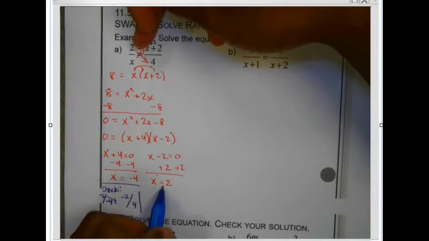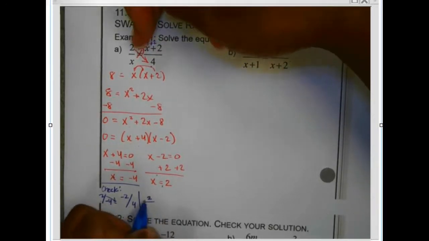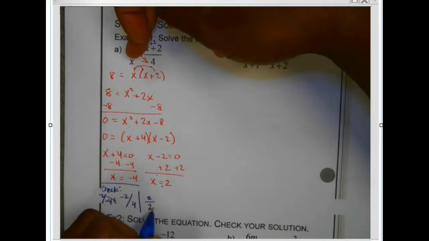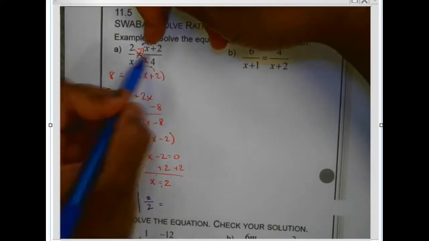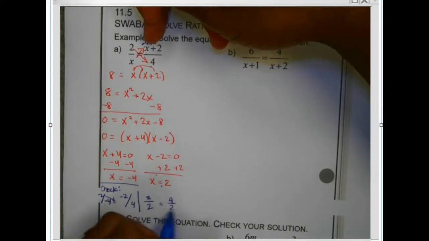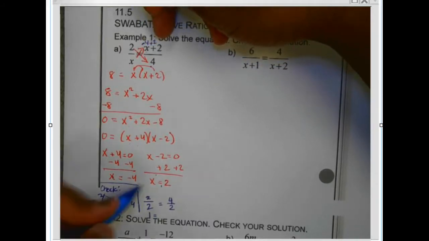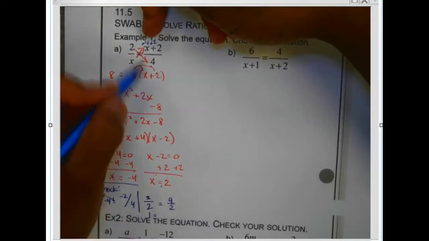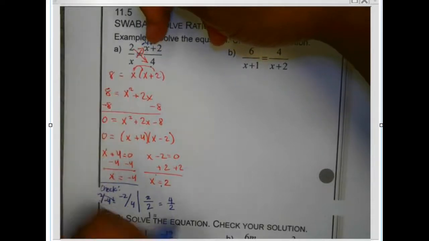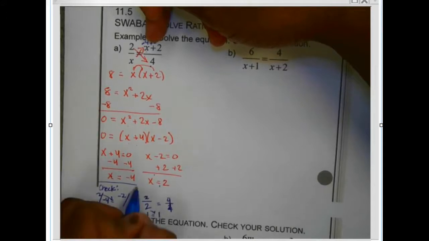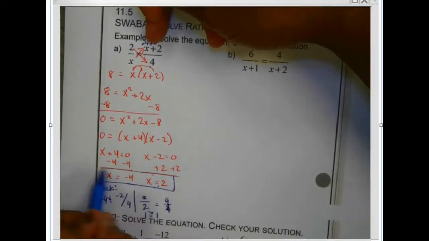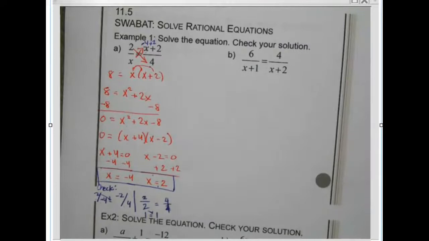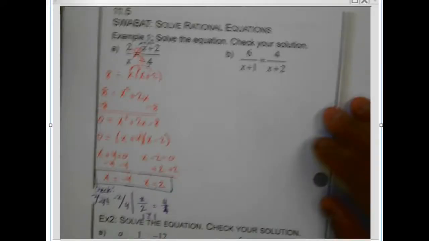Now I'm going to plug in 2 for real this time, and I have 2 over 2 equals, well, what's 2 plus 2? 4 over 2. Well, 2 divided by 2 is 1. Oh, that's weird. What did I do, guys? Oh, it was over 4 originally. This is 2 plus 2 over 4. I wonder how many people caught that. And then 4 divided by 4 is 1. Check. That is how we check. Both of them work, so I'm going to box both of those answers. Phew, that's a relief.